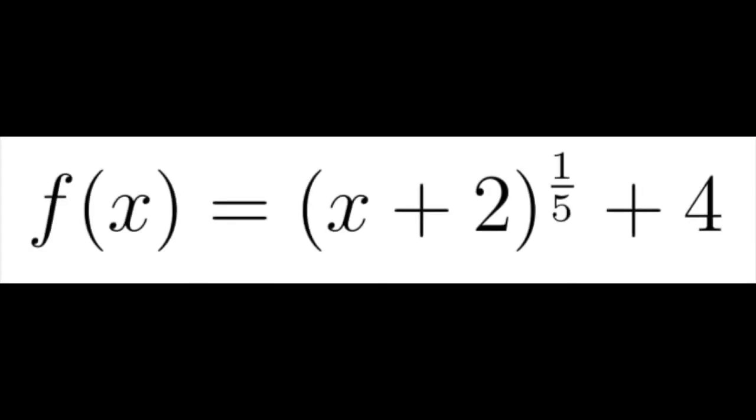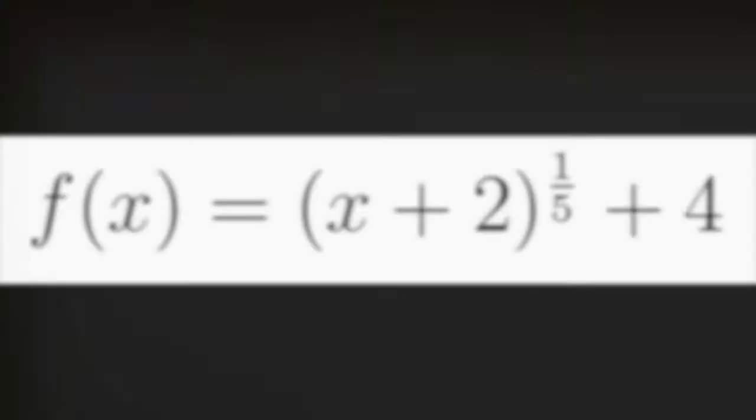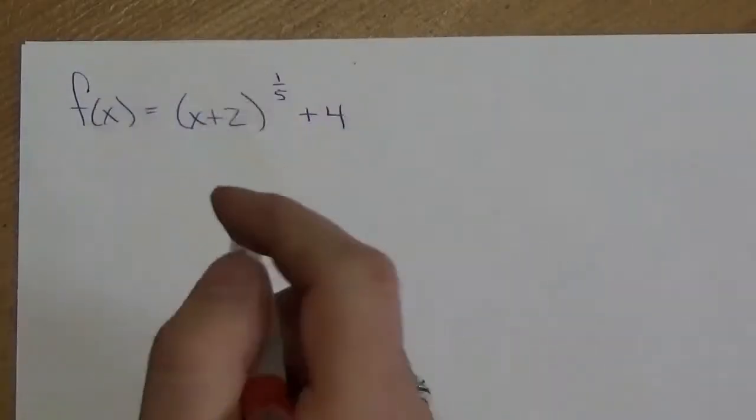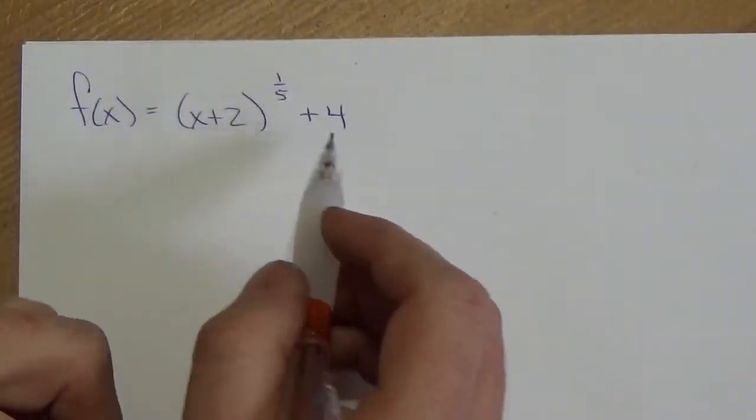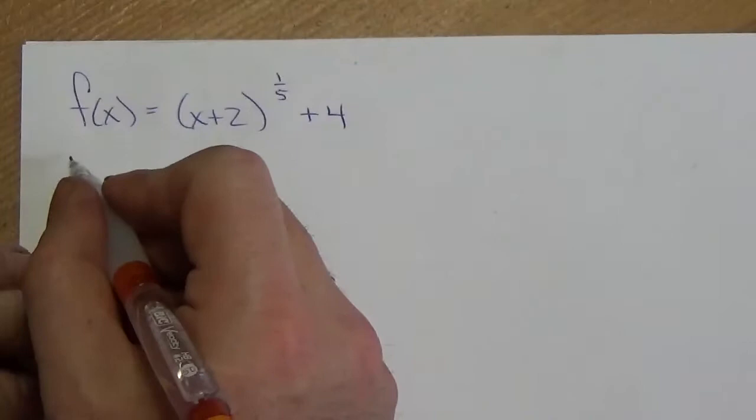In this chapter, we will be using calculus as a tool in curve sketching. In this video, we'll be sketching the curve of (x plus 2) to the 1/5 plus 4. Okay, let's take a look at another one. f(x) is equal to (x plus 2) to the 1/5 plus 4. All right, let's dive right in.